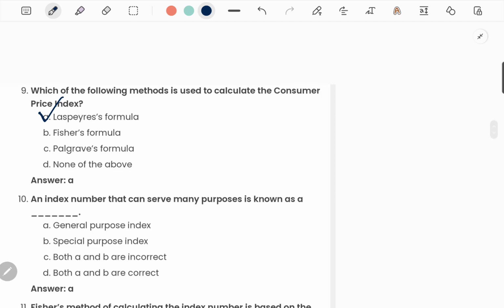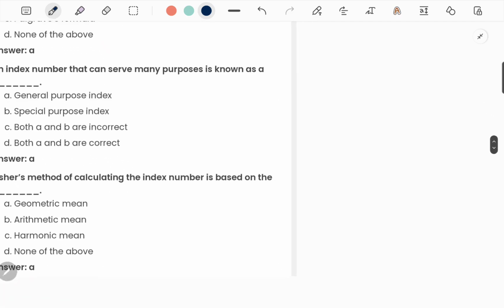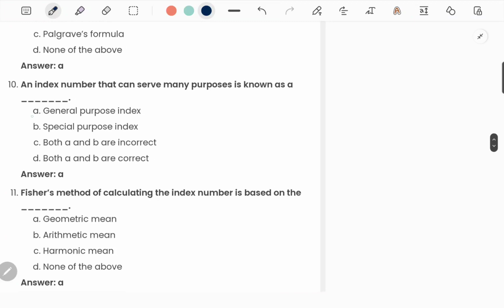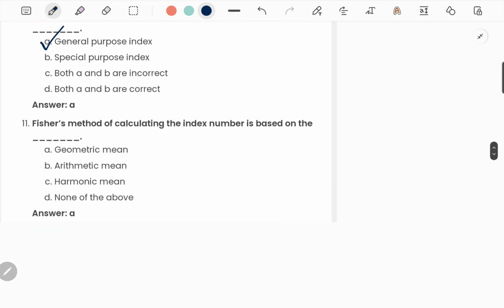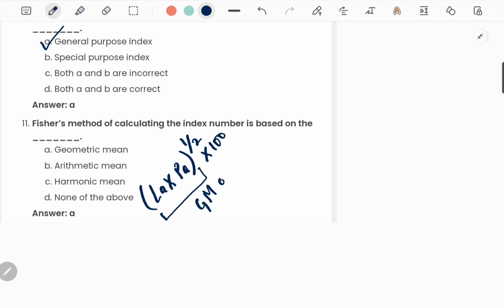An index number that can serve many purposes is known as, this will definitely be a general purpose index number. The last question says Fisher's method of calculating the index number is based on, you should know this. Fisher's index is calculated as Laspeyres index number into Paasche's index number to the power 1 by 2 into 100. So this is nothing but a geometric mean of Laspeyres and Paasche's. Hence the answer is geometric.